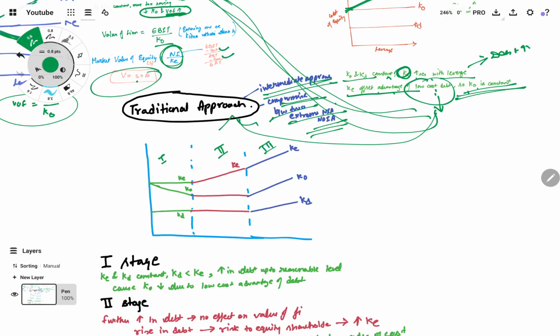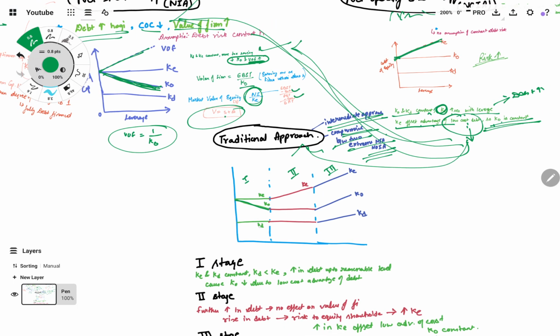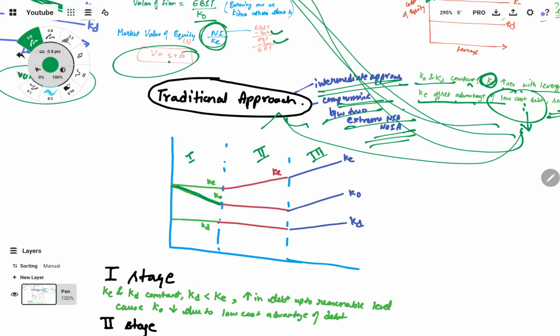You have studied what was happening in the net income approach: the cost of capital was reducing by increasing the debt. Same thing here: if you are taking debt, because of cheap debt the cost of capital is reducing, and the cost of equity is constant. But in the second stage, if you are taking more debt, your cost of capital remains the same, but your cost of equity is increased. Here it is happening the same.